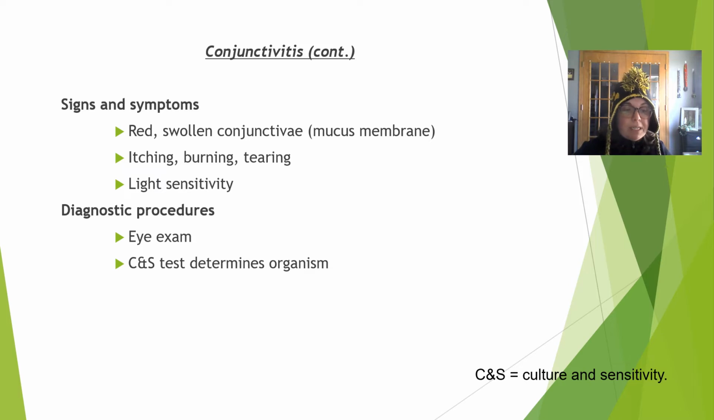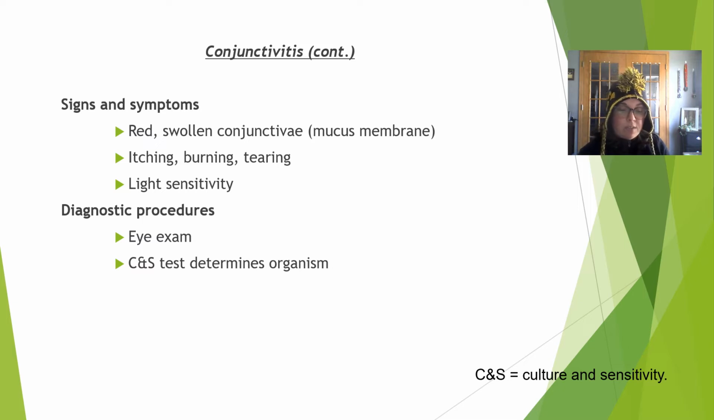Eyes suffering from pink eye get red, swollen conjunctivae. So this is the mucous membrane of the eye. It causes itching and burning along with tearing and light sensitivity. Most of those symptoms are a way of microorganisms trying to trigger the patient to itch the eye, which would thus increase the chance of spreading that bacteria to a new host.